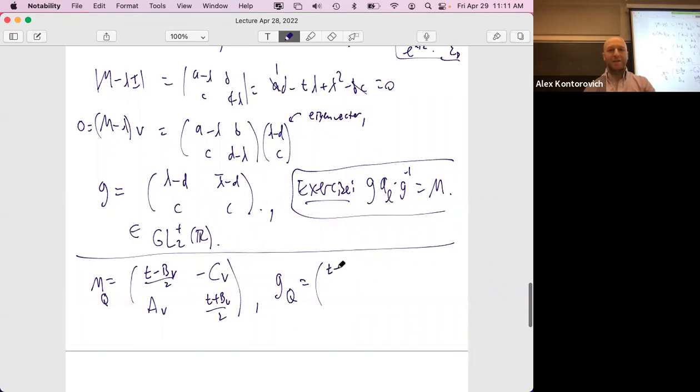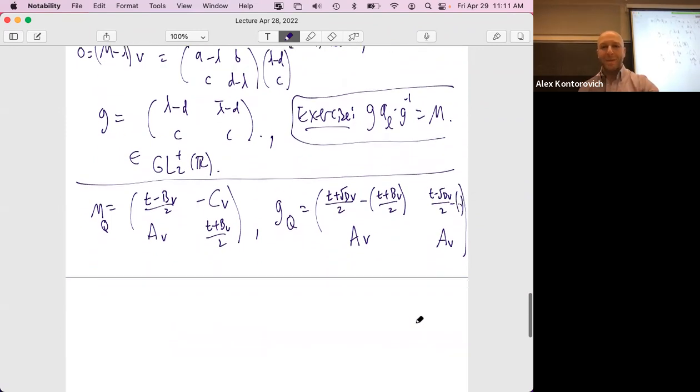Well, let's write what that is. T plus root D V over 2. That's lambda, minus D, T plus B V over 2. C is A V. Yeah, C V is another A V. And here I'll have lambda bar minus D. So lambda bar is T minus root D V over 2, minus the same thing.